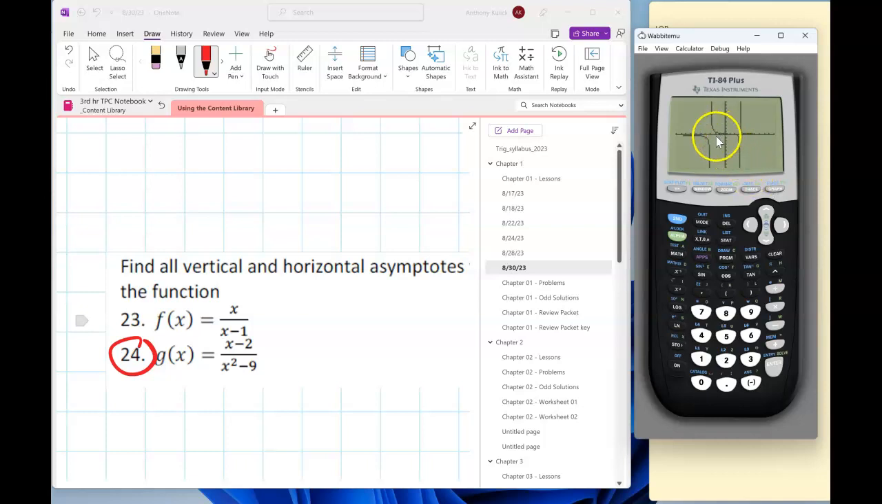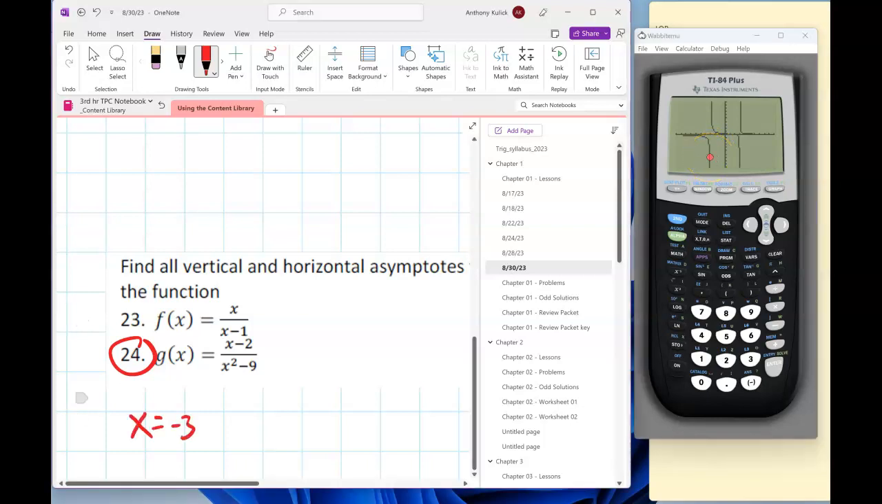Okay, so if I count, looks like 1, 2, 3 to the left, so that looks like x equals negative 3 is a vertical asymptote. And then if I count over here, it looks like 1, 2, 3, and then we got another one.